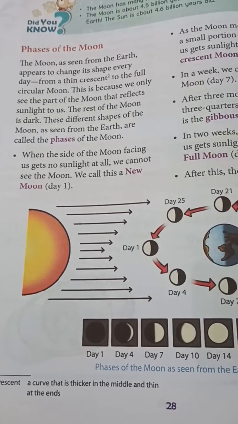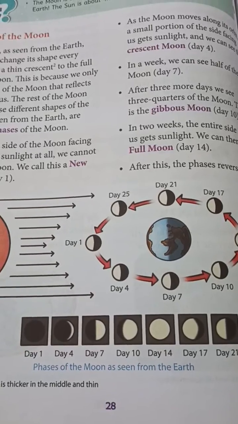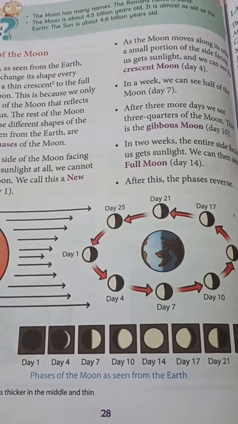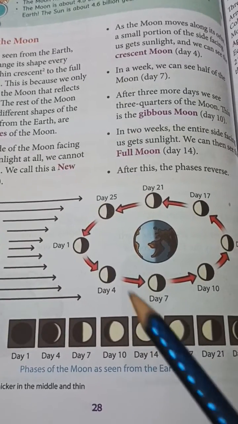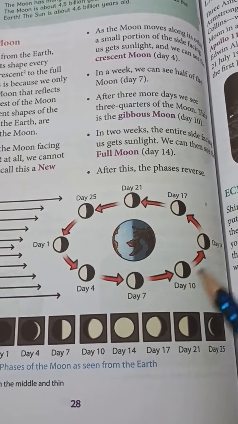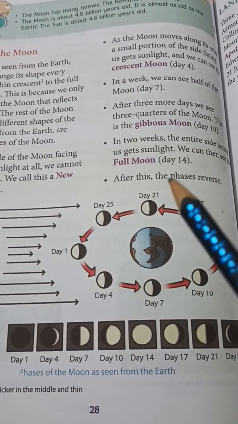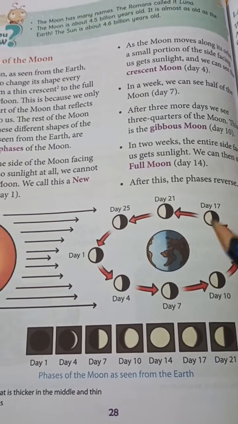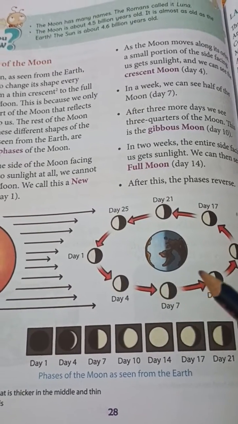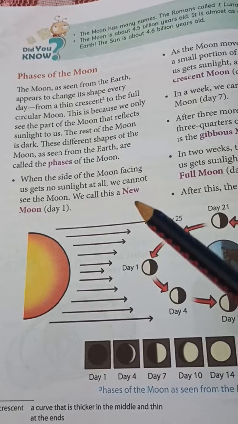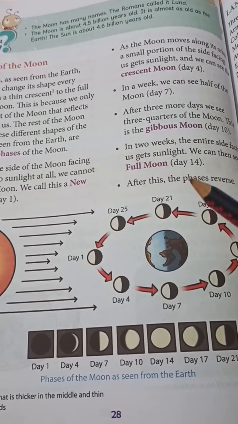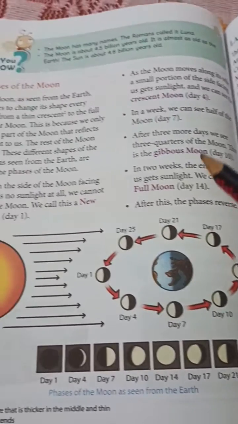So you can see here in the picture there are given phases of the moon as seen from the earth. How is the moon seen from the earth? What are its different phases? You can see day 1, day 4, day 7, day 10, day 14, day 17, day 21 and day 25. So you can see there are different phases of the moon, right? And there are new moon, crescent moon, gibbous moon and full moon. Okay, so you can see the phases here.